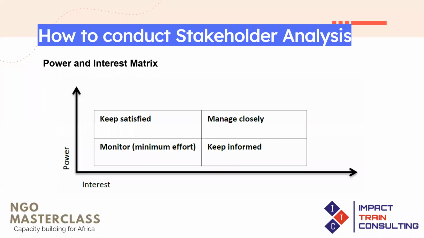So I'm going to show you the various ways to carry out the power and interest matrix. So here is one example. This example is the one that I was just describing. So you have people who you should keep satisfied, people who you should manage closely, people who you should monitor, and people who you should keep informed. The people who you should keep satisfied are people who have high power and high interest. These are the people who you should keep satisfied. People who have high power and high interest.